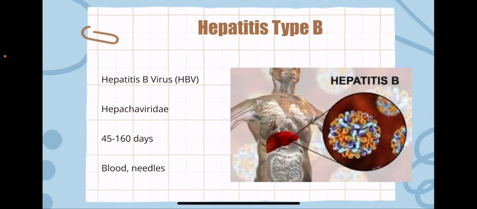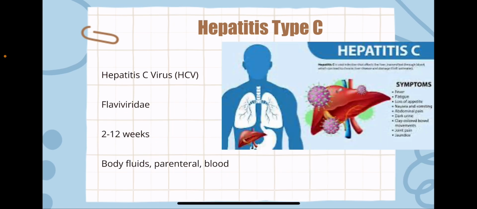Now, moving on, we have hepatitis type B. Its etiology is the hepatitis B virus, HBV, and it is transmitted through contaminated blood, sharing needles, and can be transmitted from mother to child. It mainly affects adults, but there can also be perinatal transmission. Its incubation period is from 45 to 160 days.